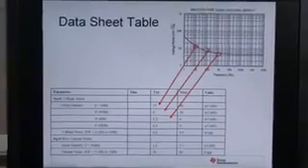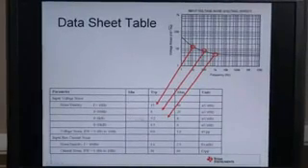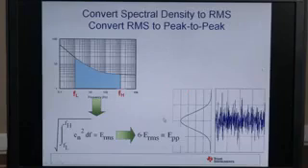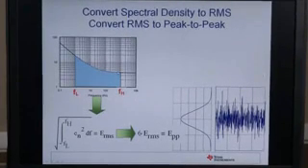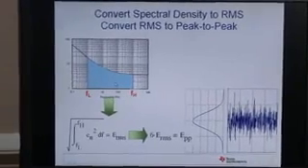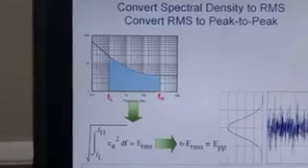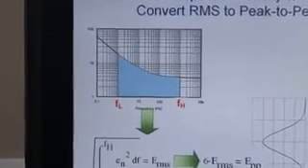The datasheet table is really generated from the spectral density plot. You can see it's just discrete points picked up from the plot and put in there. How do we take this spectral density and convert it to an overall output noise for our amplifier? Well, we can integrate over a given region.